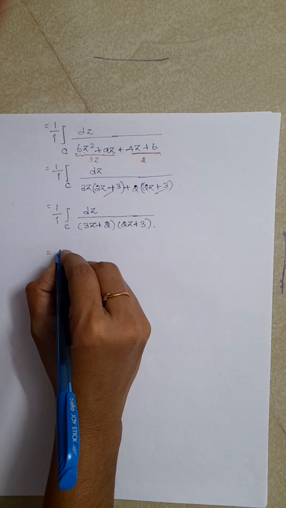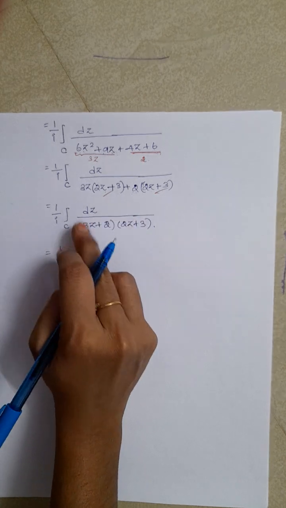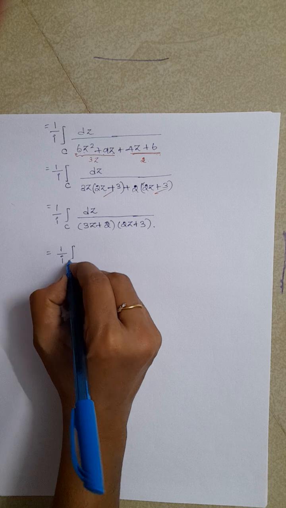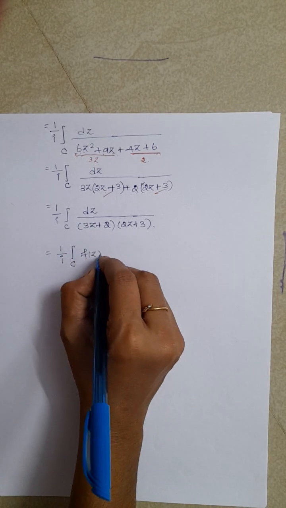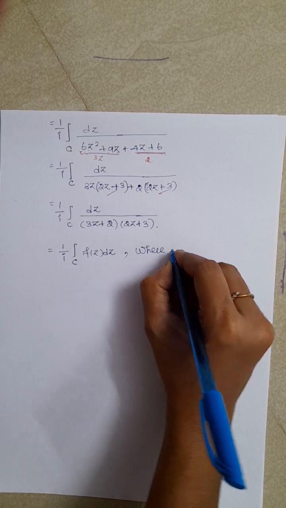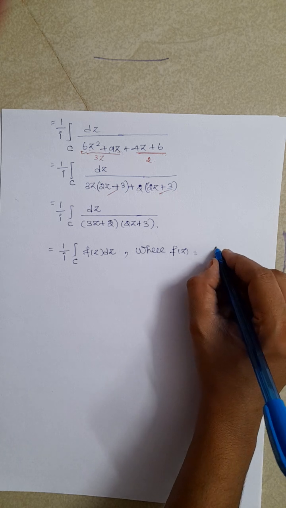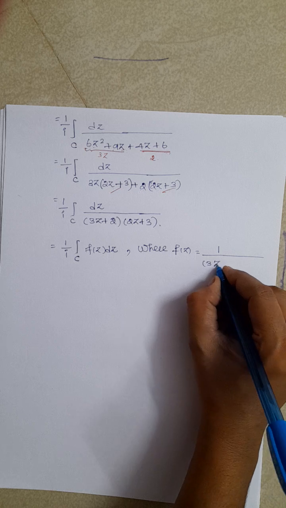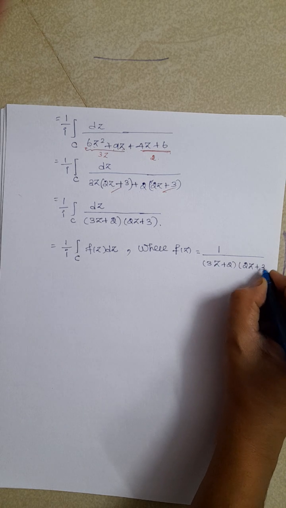So we only take 1 by i. This term cannot be simplified. So you can write 1 by i, integral over C, the whole term is f of z dz, where f of z is equal to 1 by 3z plus 2 and 2z plus 3.